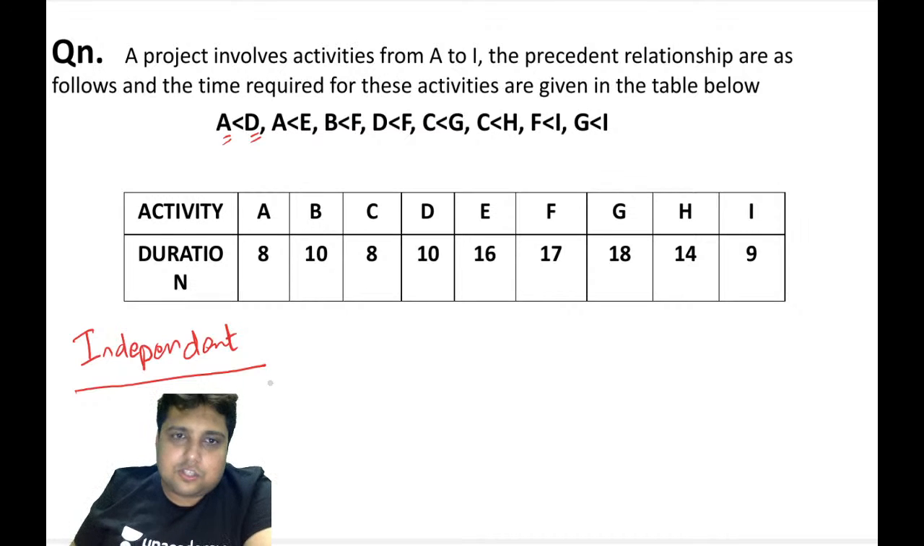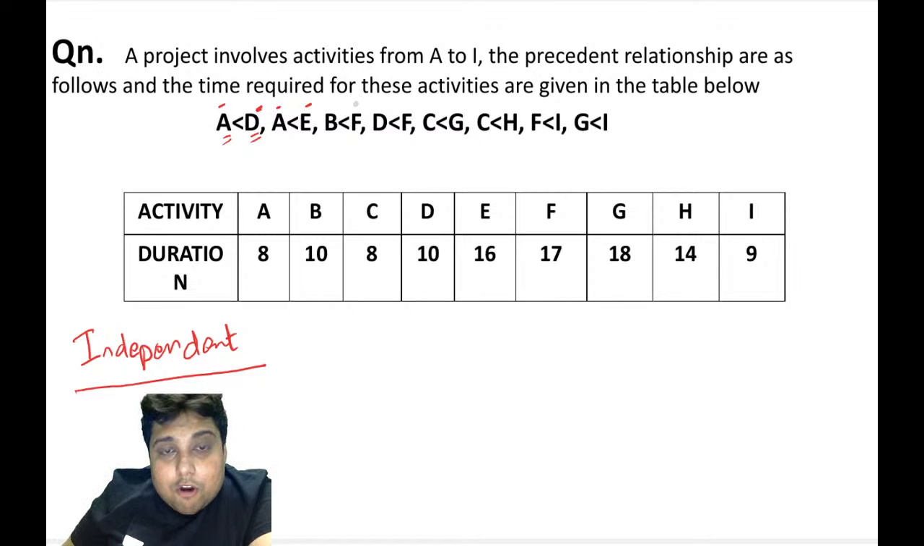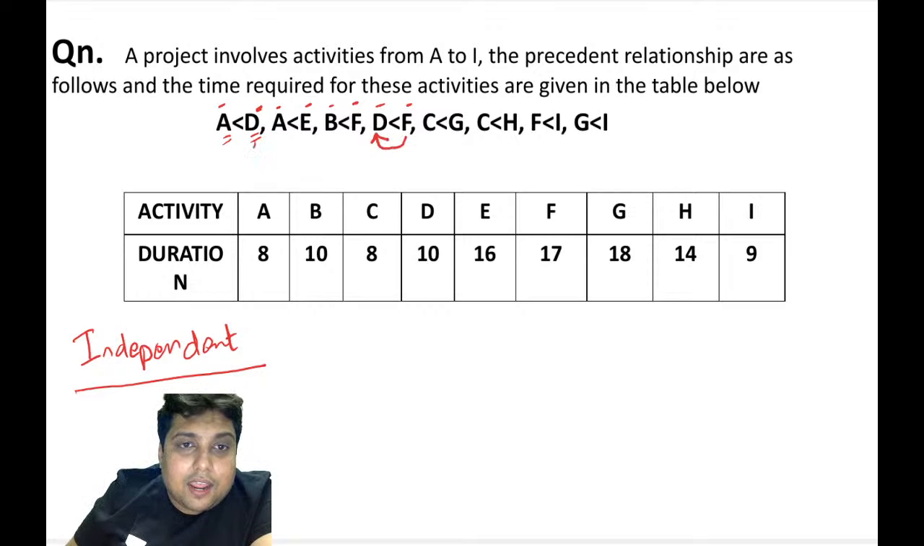First of all, let us see this. You see, activity D cannot be performed unless activity A is completed. Activity E cannot be performed unless A is completed. F cannot be performed unless B is completed. F again cannot be performed unless D is completed. Now, as you can see, F depends on D. Similarly, D depends on A. But tell me, friends, on what activity does activity A depend?